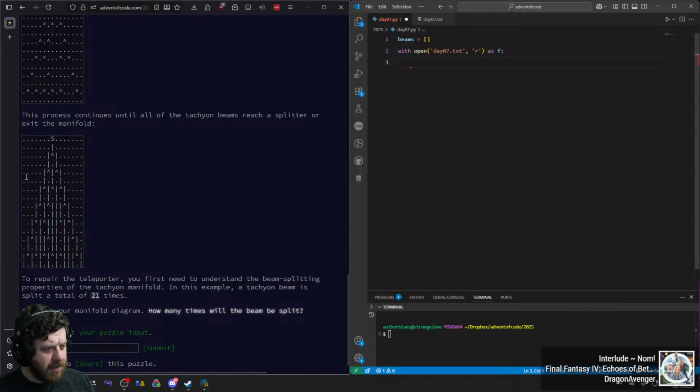Well, I was counting the number of splitters, but that's not actually right. You're supposed to count the number of beams that come out of both sides, but a lot of them were combining, so that's the reason why the count was not lining up. I realized after I got done counting it that that wasn't actually what I was looking for.